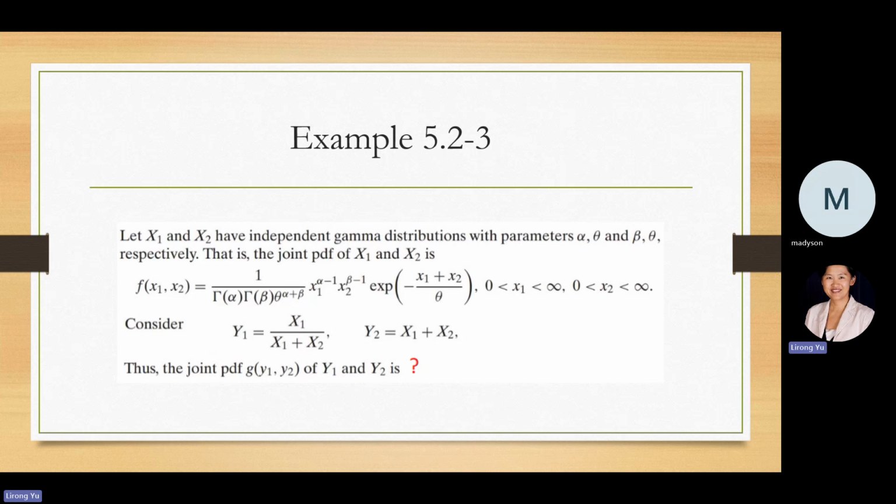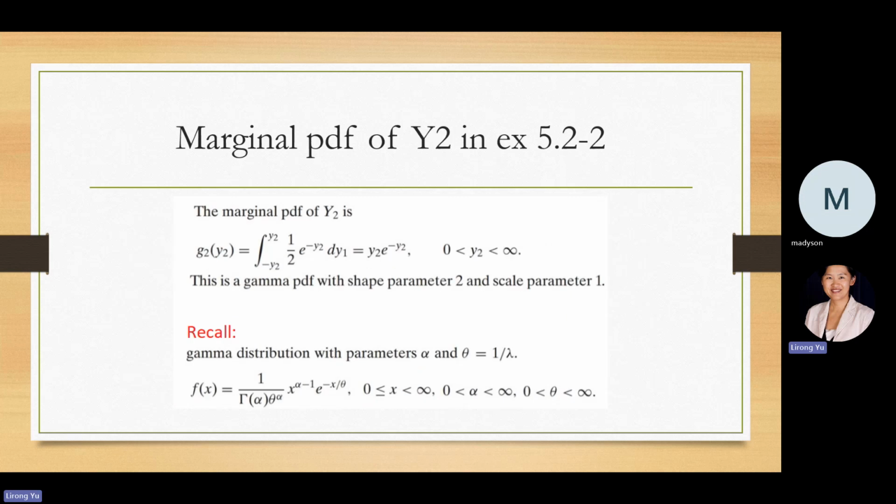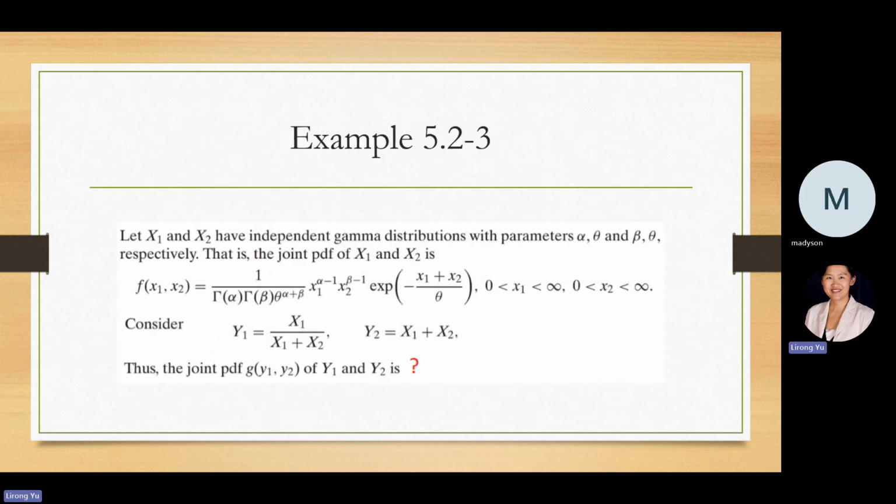And then we have x1 to the alpha minus 1, because x1 has parameter alpha, and x2 has parameter beta, so we have x2 to the beta minus 1. Those are the parts that belong to that density. We have gamma alpha and gamma beta in the denominator because the density is supposed to have the gamma factor in the denominator, and then we have theta to the alpha and theta to the beta, which together become theta to the alpha plus beta. So together, this is the joint density of x1, x2.